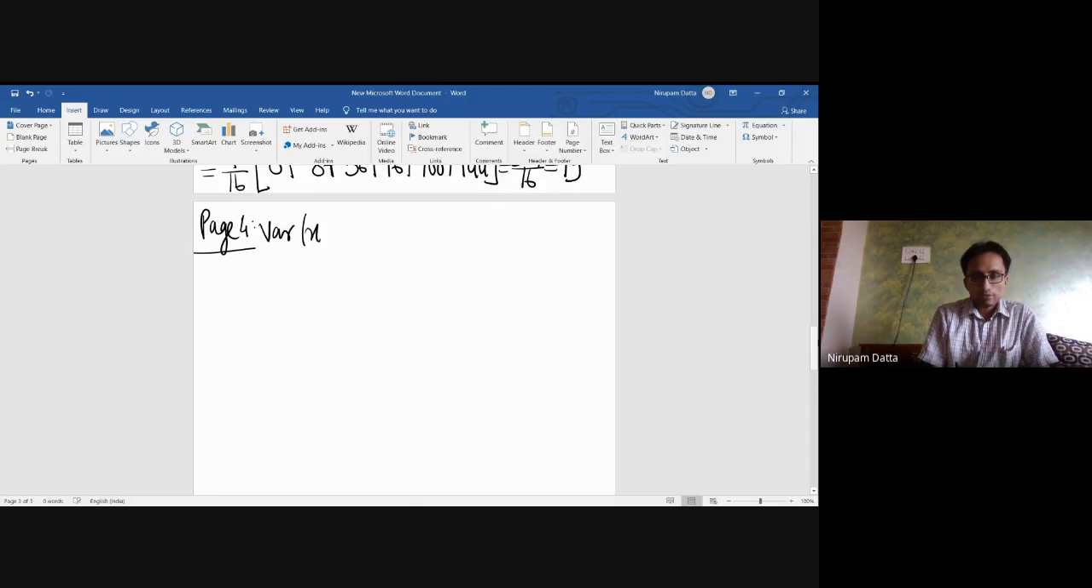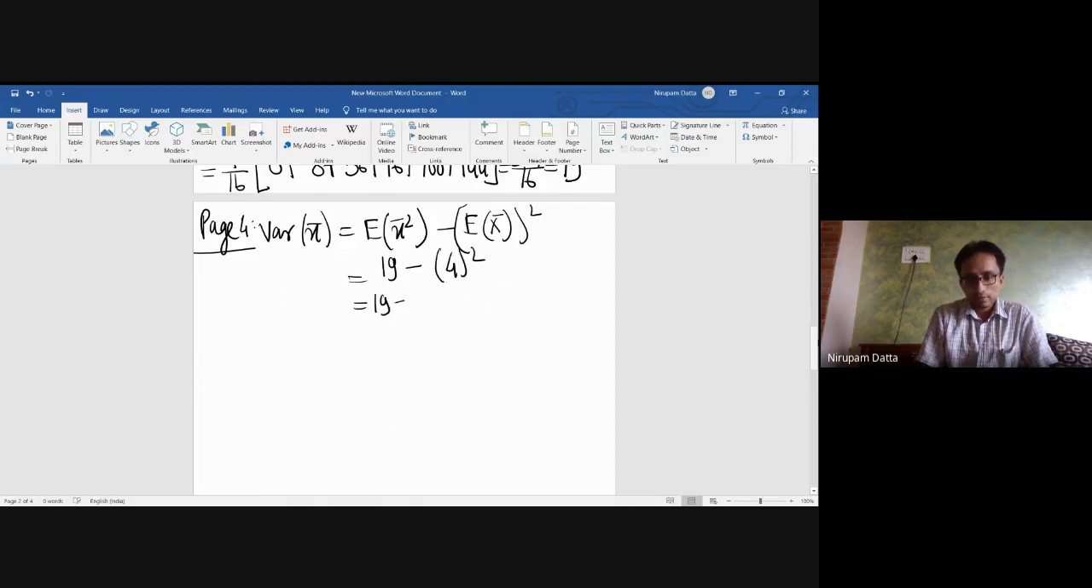So variance of x bar is nothing but E, expected value of x bar square, minus E of x bar whole square. So this is nothing but 19, and this, we already know, is 4. So 4 square. So 19 minus 16 equals 3. Okay. So we have got the expected value of the sample mean and the variance of the sample mean.